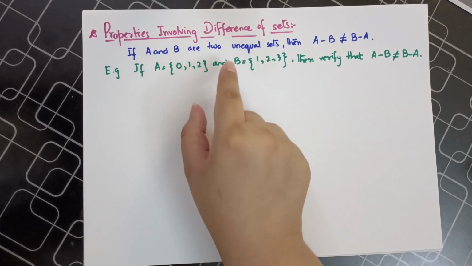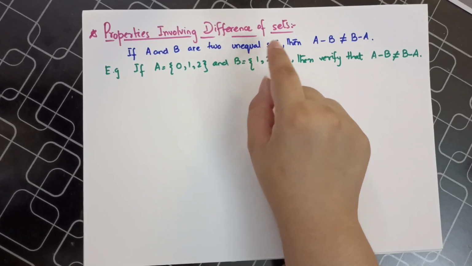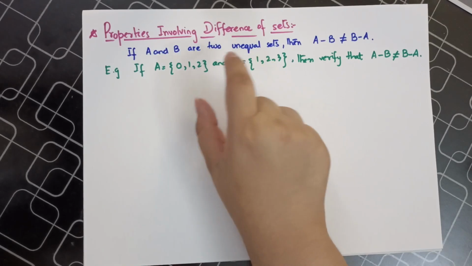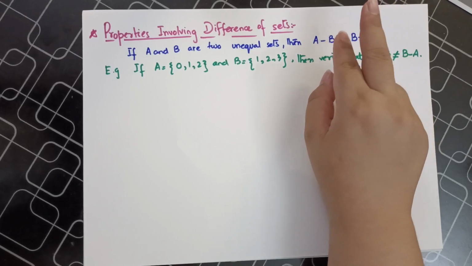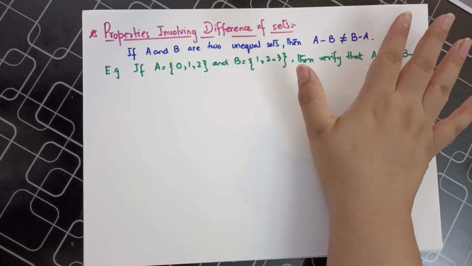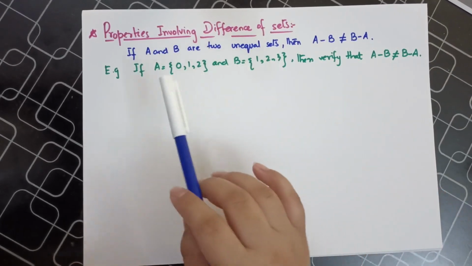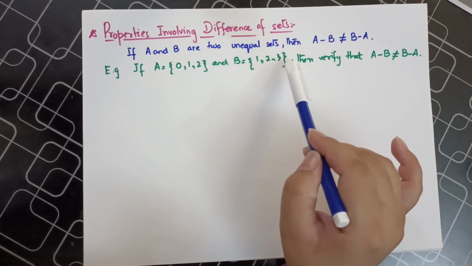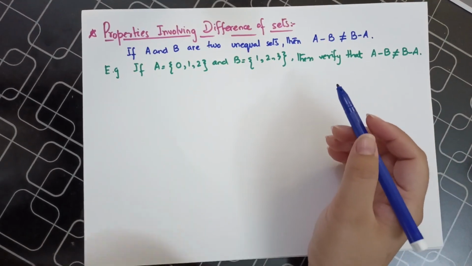So if A and B are two unequal sets, I have already explained in my previous videos what an equal set is. Unequal sets means that the elements of the sets are not the same. So when you subtract the two and change their positions, the answer will not be the same. Let me explain it with the help of an example. Here, if A is equal to 0, 1, 2 and B is equal to 1, 2, 3, then verify that A minus B is not equal to B minus A.